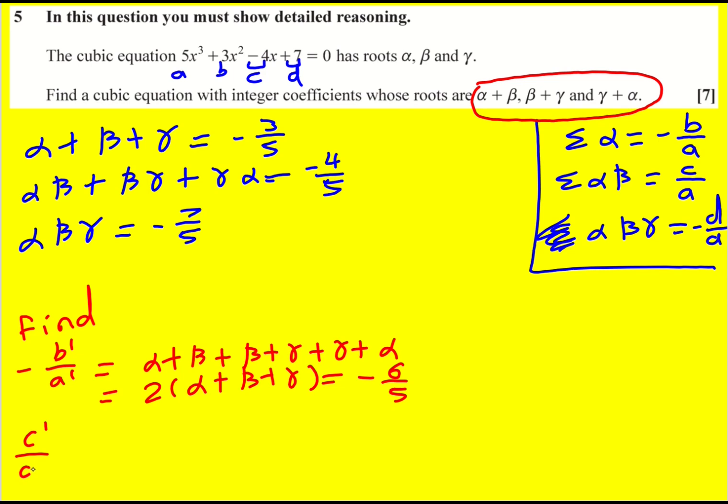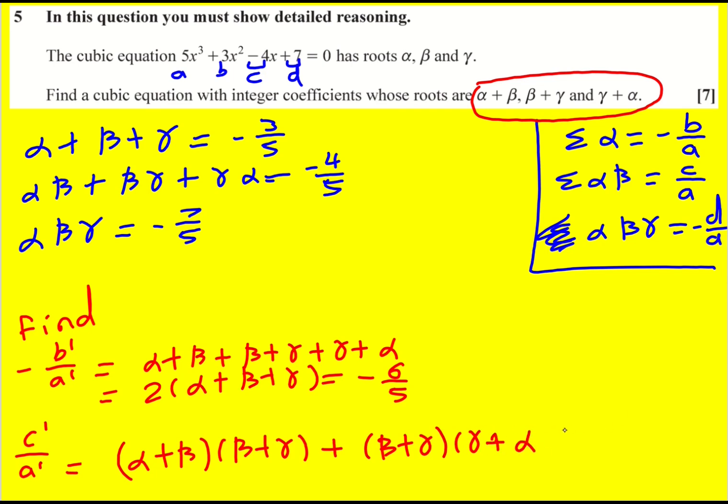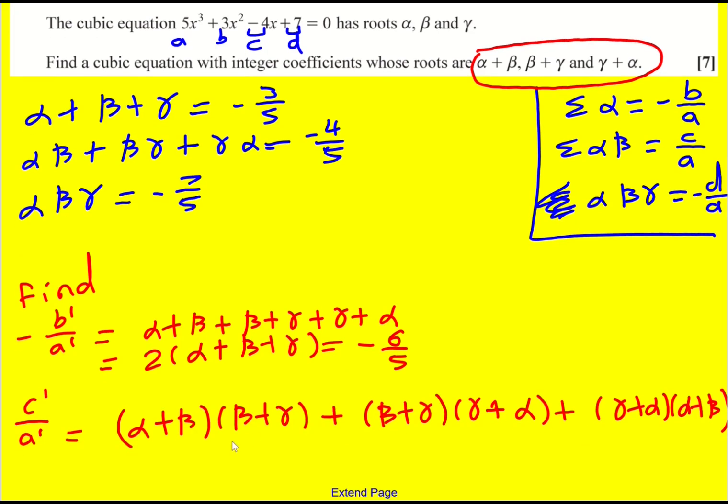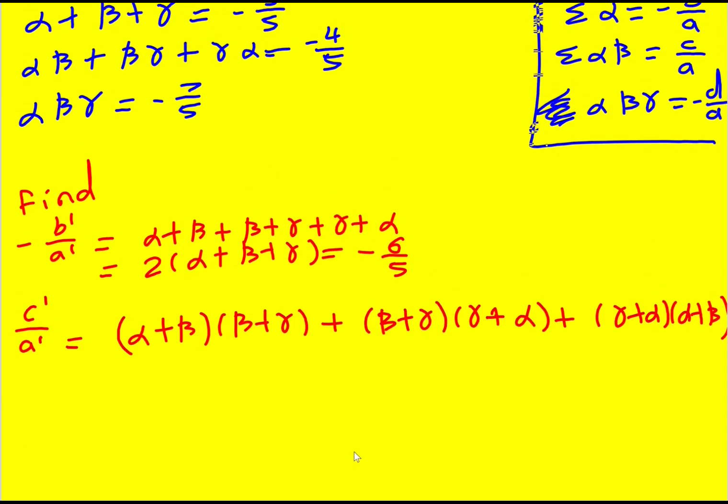And then c dash over a dash is going to be, okay, this obviously is going to get a bit more awkward. Alpha plus beta, now we're timesing them in pairs, times beta plus gamma, sorry, and then beta plus gamma times gamma plus alpha, plus gamma plus alpha times alpha plus beta. Sorry if I said any of these wrong. Okay, I will work this one out. I think this is going to be the most complicated one.